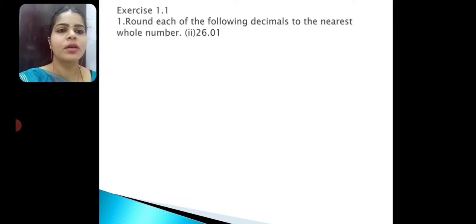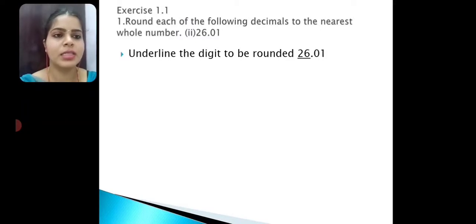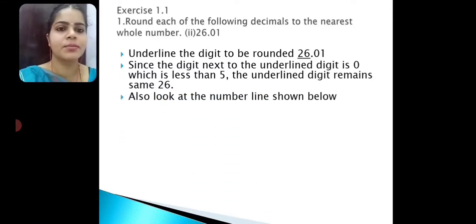Now, let us solve the Roman number 2 problem, 26.01. For that, first underline the digit to be rounded. We have underlined 26. Since the digit next to the underlined digit is 0, which is less than 5, the underlined digit remains the same. That is, it remains 26.